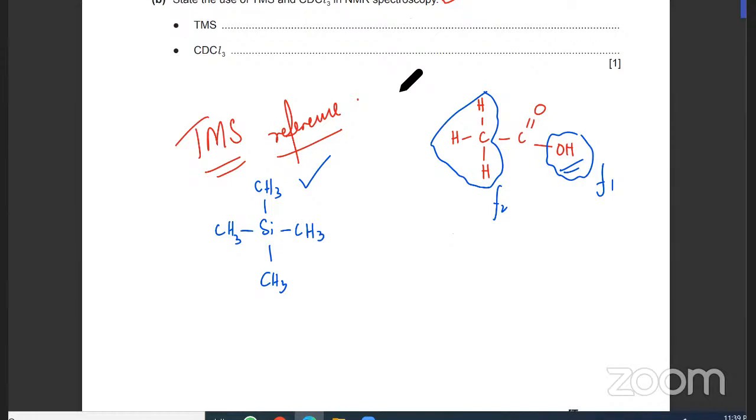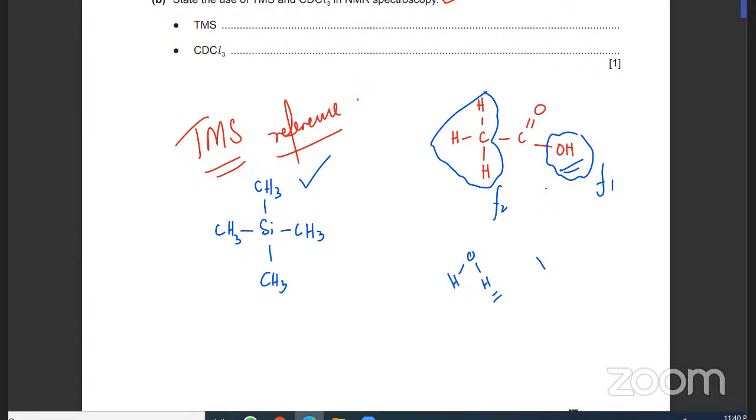When you're doing NMR spectroscopy, you don't use water as a solvent. It would be pointless to put ethanoic acid in water, because water has hydrogen protons as well. So they would be resonating as well, and you would be getting many different peaks because of the water. So you want a solvent that does not resonate, which is why you use deuterated solvents. And CDCl3 is one example of that.